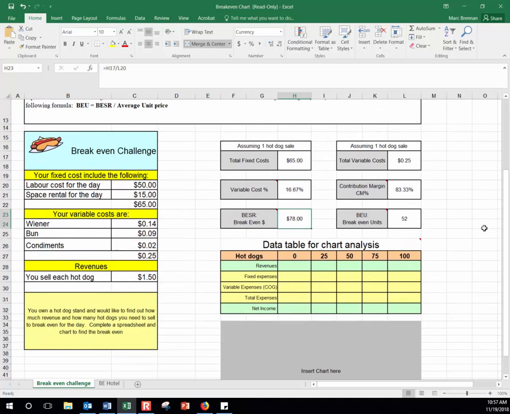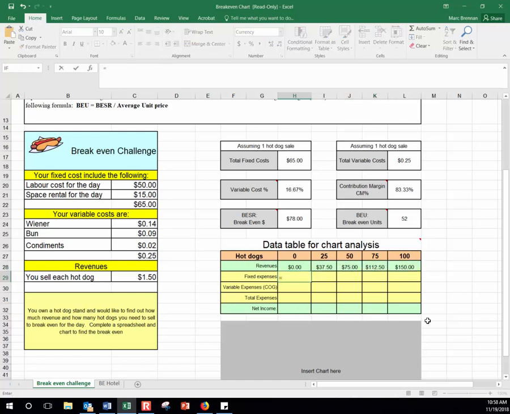So now let's put this in as a table first, okay, so we can then see it visually. So revenues, we can go at 0 hot dogs. How much does one hot dog sell for? $1.50. Okay. Now we're going to put an absolute reference on C29 because I want to be able to click and drag. So if it's 25 hot dogs, I'm still multiplying it by $1.50. Okay, and I'll just put that in the middle so we can see it better.